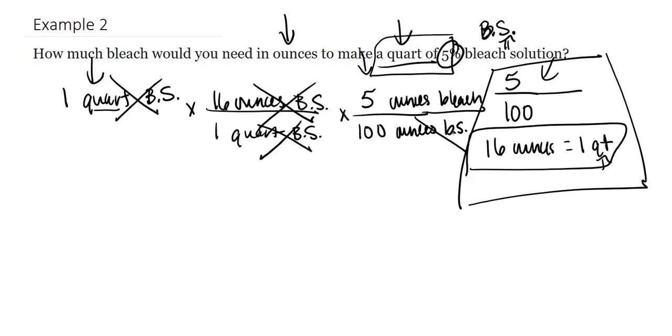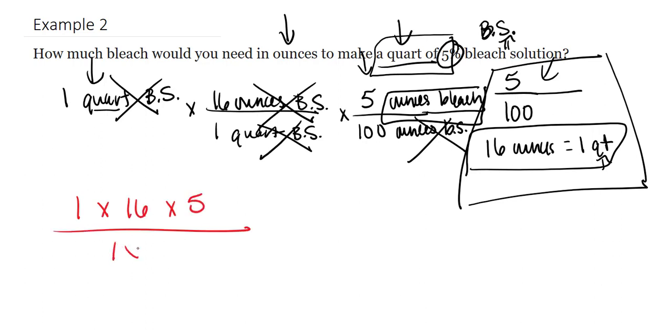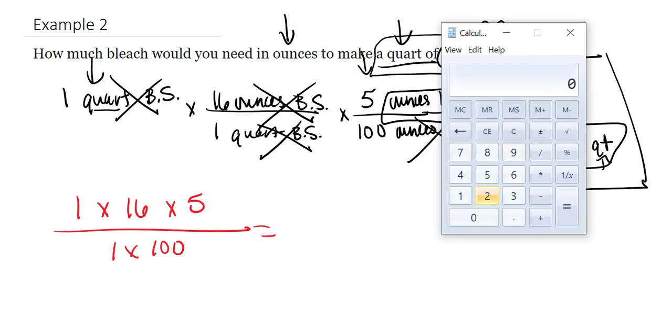Let's cross this out. And what are we left with? We're left with just the numbers and our ounces of bleach. So that's perfect. Let's rewrite this. We have 1 times 16 times 5 over 1 times 100. And then we get ounces of bleach this way. So let's get our calculators out. We have 16 times 5 times 1 should be still 80. And then we're going to divide by 100.